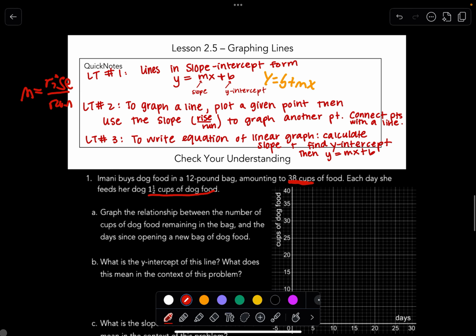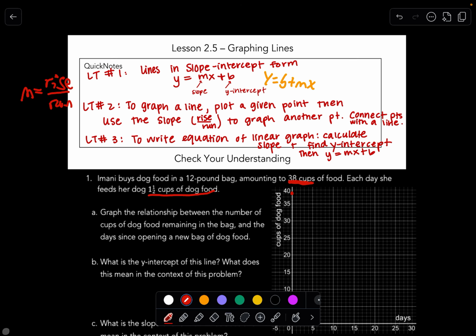Well, let's see. It said it had 38 cups. So let's look at this. This is 35. Okay, right here. And then 36, 37, 38, 39, 40. So 38 would be right there. All right, so it's right about there.